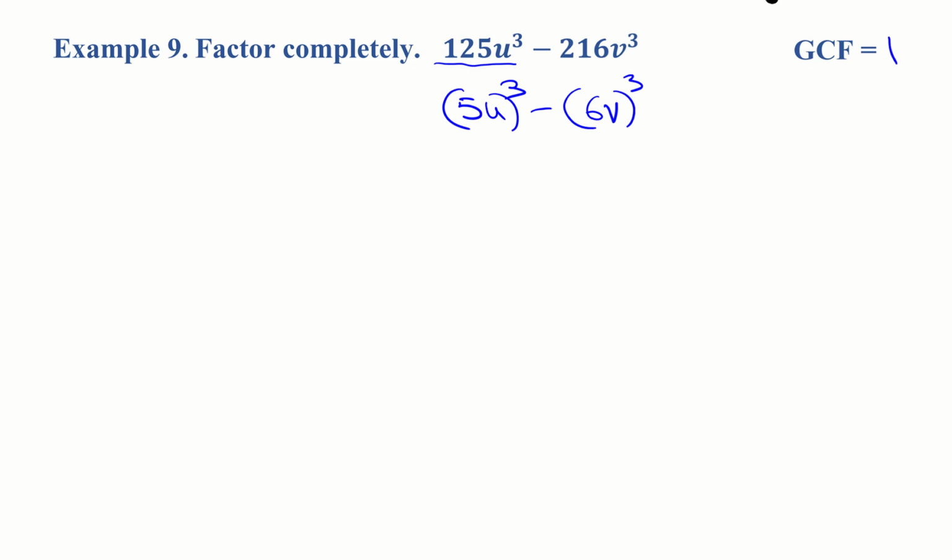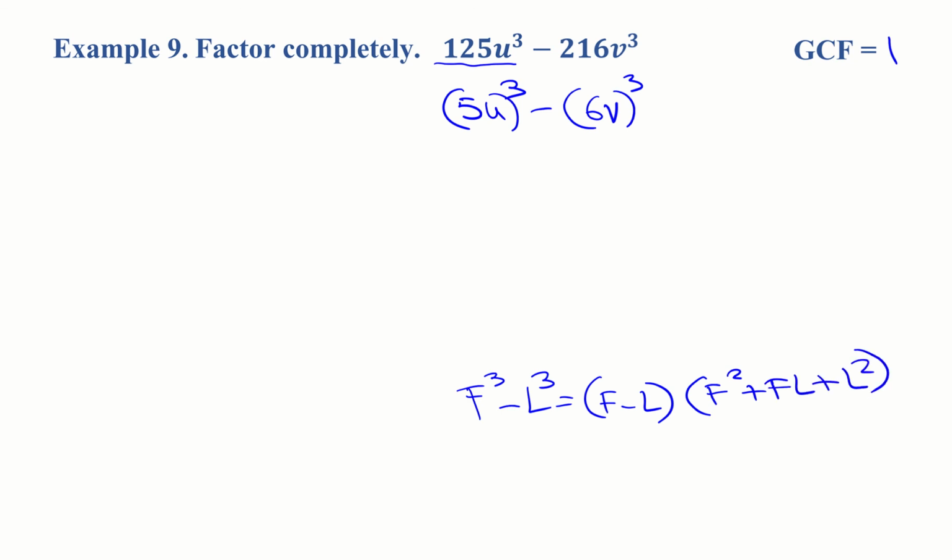So that means if we're going to use the f cubed minus L cubed formula, which is quantity f minus L times f squared plus fL plus L squared, that means we're going to use 5u instead of f, and we're going to use 6v for L.